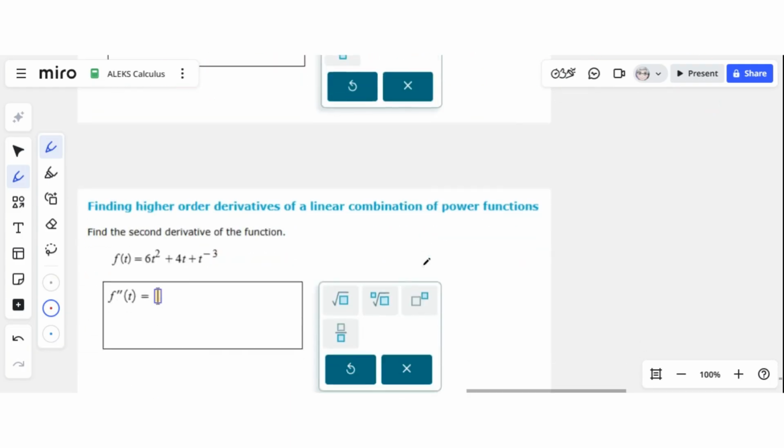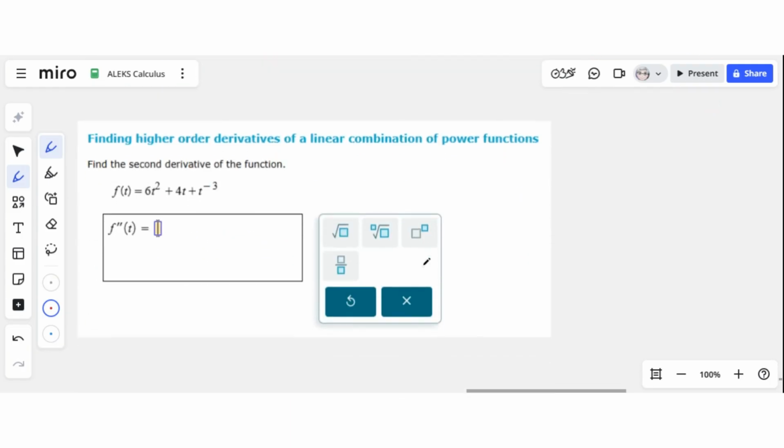Let's try another. All right, so here we've got 6t squared plus 4t plus t to the negative third, and we want the second derivative, f double prime of t. So let's find the derivative first. That'd be 2 times 6 is 12, and that'd be t to the first, and then plus 4, because that's t to the first, and then it goes to the 0, so it disappears. And then we've got t to the negative 3, so that's minus 3t to the negative 4.